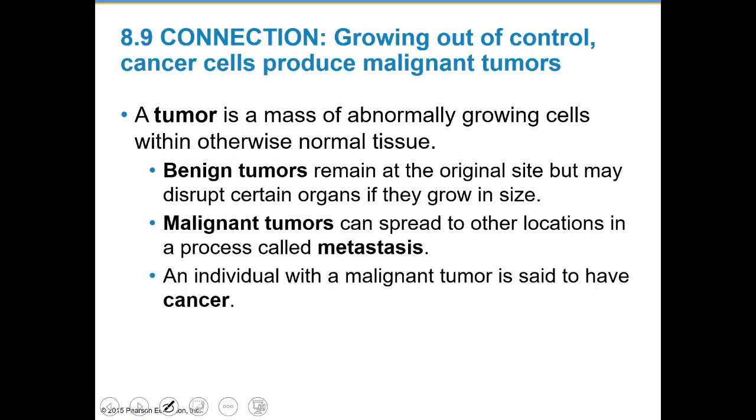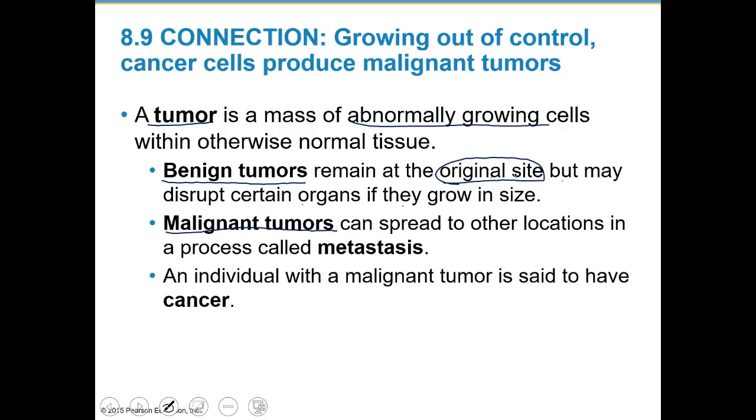A tumor is a mass of abnormally growing cells within otherwise normal tissue. So it's uncontrolled, abnormally growing cells. We have 2 types. We have benign tumors and we have malignant tumors. Benign tumors remain at the original size but may disrupt certain organs if they grow in size. So they stay in the original tissue site. Usually these things can be removed fairly easily because they're within a space of tissue. They're staying at their original site, in a certain location. For the most part, we can remove those.